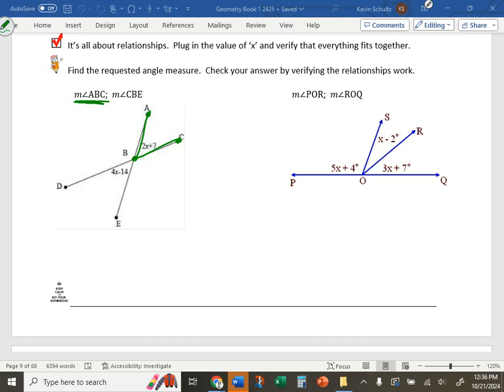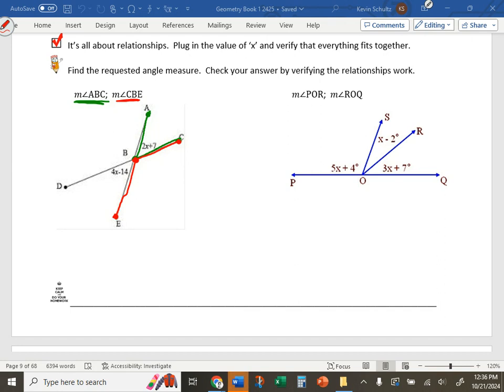We also want angle CBE. Now notice CBE starts at point C. Again, B is the vertex, the one in the center. And this one goes down to point E down here. So we're looking for those two angles. What does the M stand for? The one in green and the one in red. The little italicized M stands for measure. So we're looking for the measure of angle ABC and the measure of angle CBE.